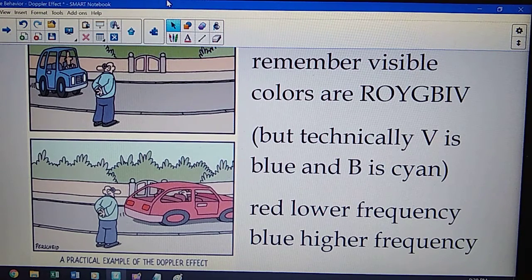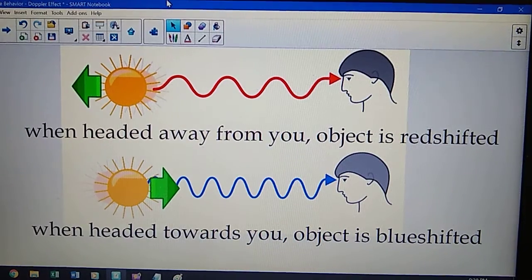So when we're talking about shifting for light, we're really talking about the colors red and blue, not higher and lower pitch. When it's coming towards you, we call it blue because it's the higher end. And away from you, we call it red because it's the lower end. So when an object heads away from you, the object is red shifted, towards the red scale, the lower end. And when the object heads towards you, it is blue shifted, or shifted up towards the higher end of the scale.